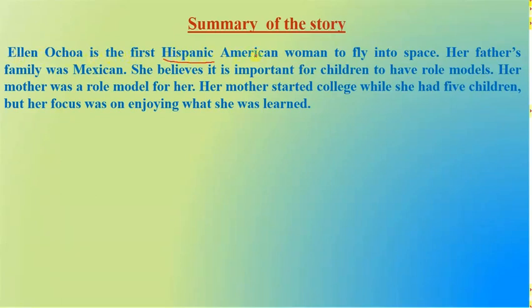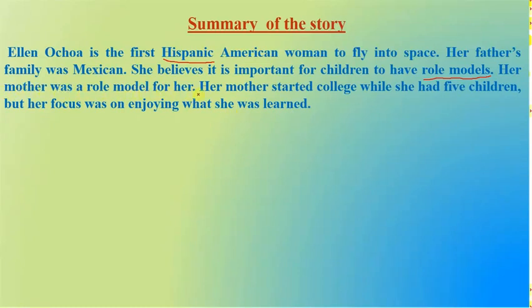So Ellen Ochoa is the first Hispanic American woman to fly into space. Her father's family was Mexican. She believes it's important for children to have role models. And what is the meaning of role models? Role models means to take someone and try to copy him. So if your father is a doctor and you take him as a role model, you want to be a doctor like him in the future.